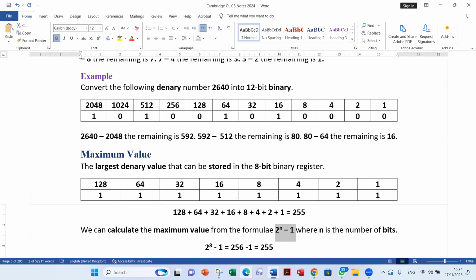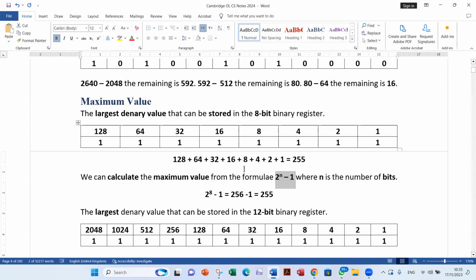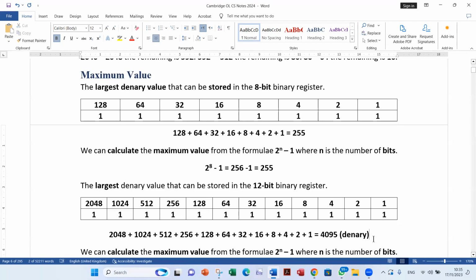Next, what about the largest denary value that could be stored in a 12-bit binary register? I will not ask you to add all these ones. If you like to do it, you may pause the video and add all these ones. If you add all these ones, you will get the value 4,095. Let us apply the rule and try to remember powers of 2.